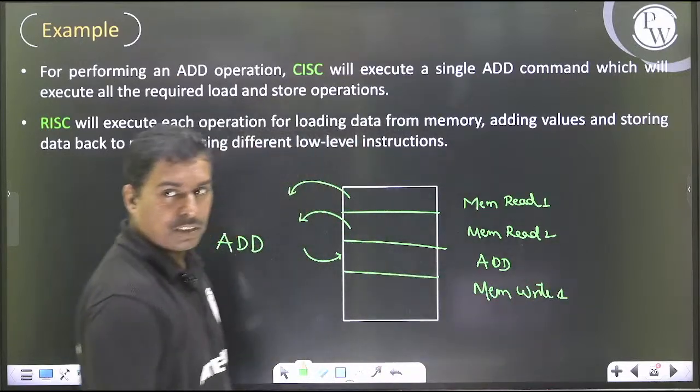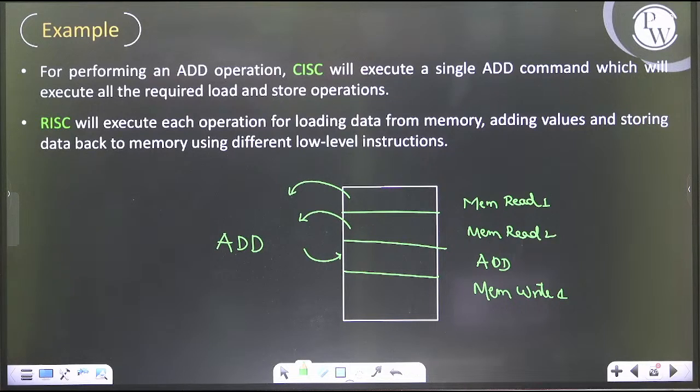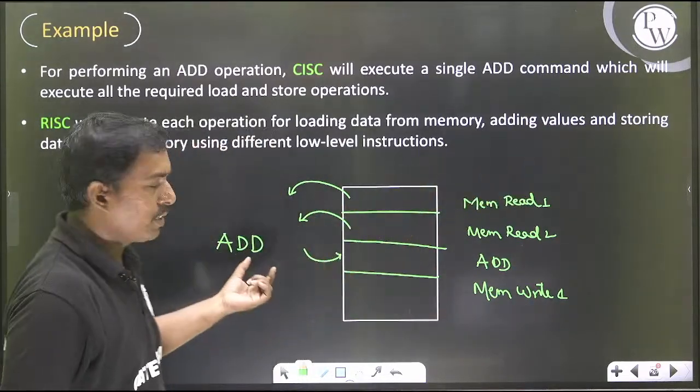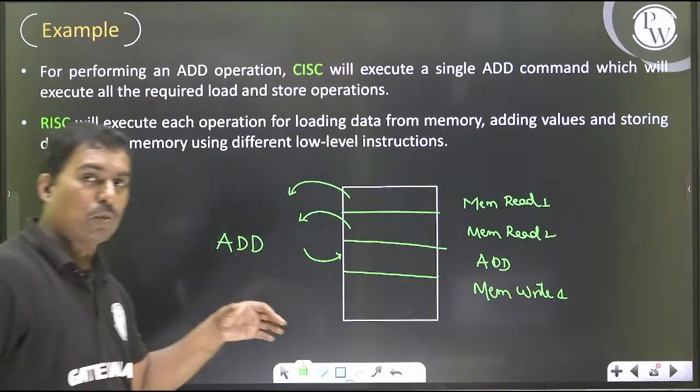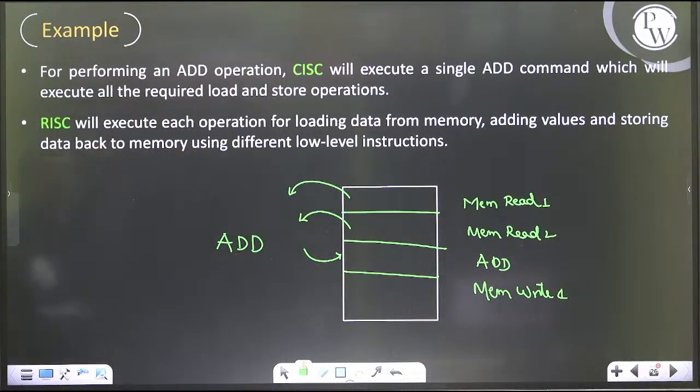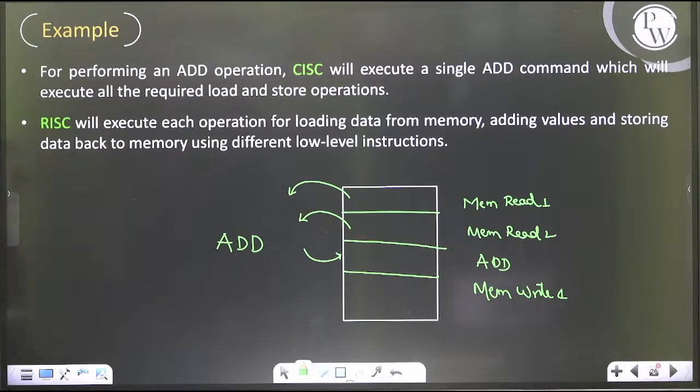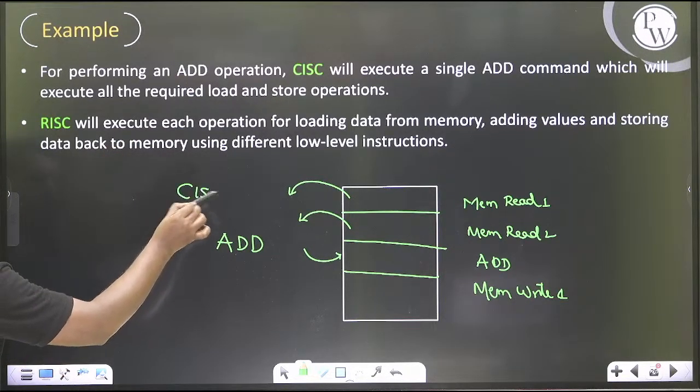So internally it is having some subdivision of operations. But all these are performed by a single add instruction. Then आप imagine करो उसके ऊपर burden कितना होगा. For performing an add operation, the CISC will execute a single add command which will execute all the required load and store operations, whereas a RISC will execute each operation for loading data from the memory, adding values and storing back. So if you take the same thing in the RISC, this is a CISC model.